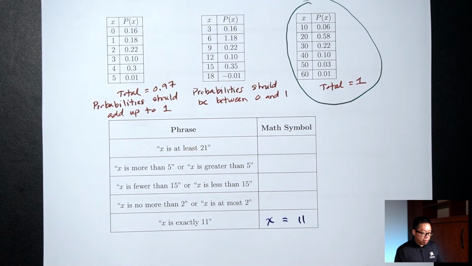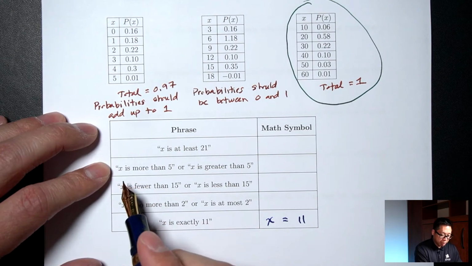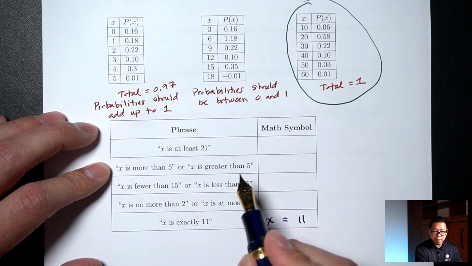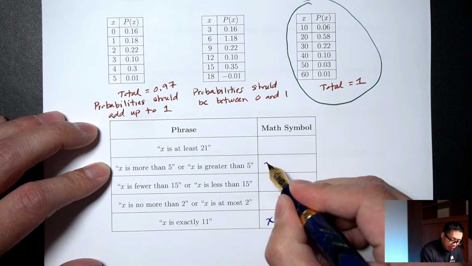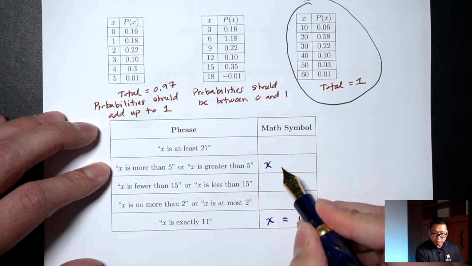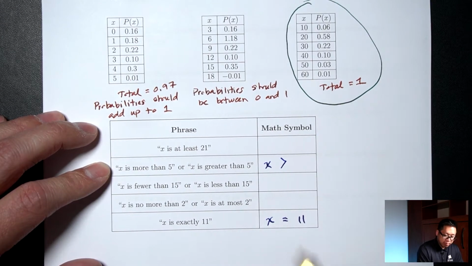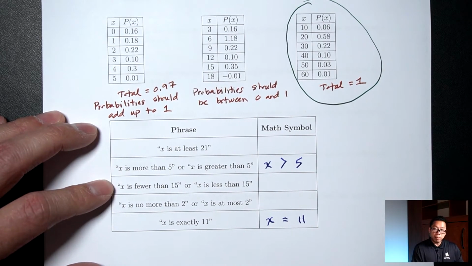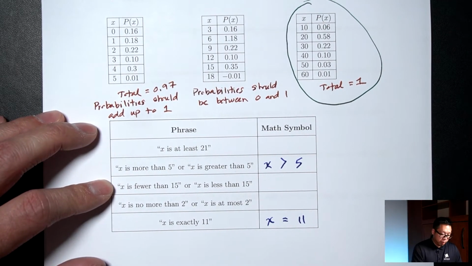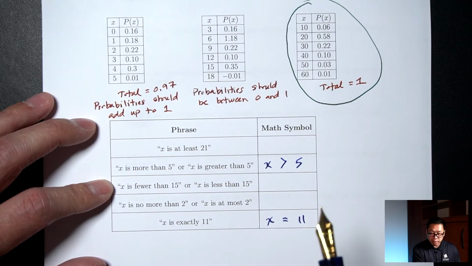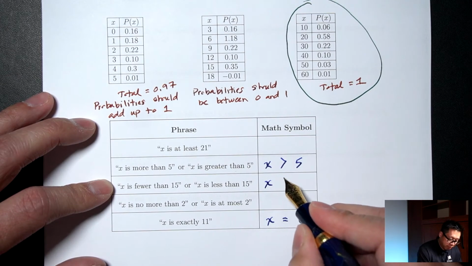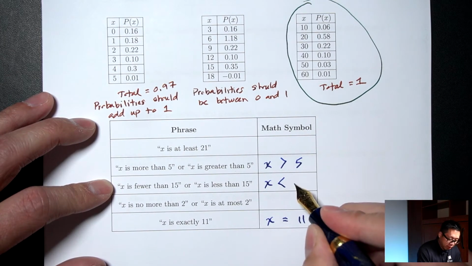The next easiest one would be this one here that says x is more than 5 or x is greater than 5. Translated to math symbols would be x, the greater than symbol, which is this one, 5. X greater than 5. How about this one? X is fewer than 15 or x is less than 15. Translated would be x, the less than symbol, which is that, 15.